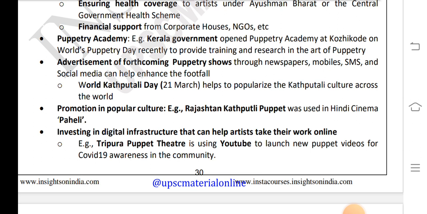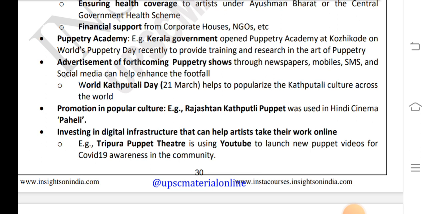Government level: grants, housing, health and pensions for senior artists in various oral art forms, ensuring health coverage for the artists under Ayushman Bharat or the Central Government Health Scheme, and financial support from corporate houses, NGOs etc.